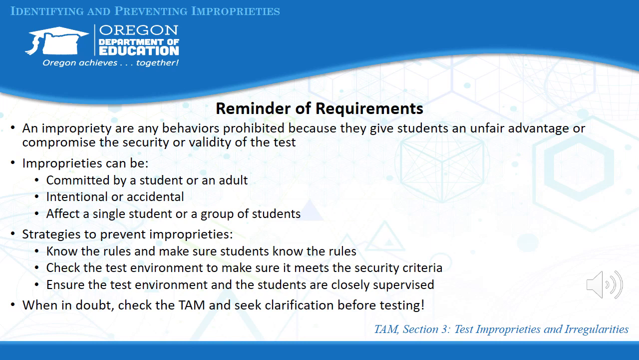An impropriety is any behavior that is prohibited because it gives students an unfair advantage or compromises the security or validity of the test. This includes behaviors committed by either adults or students, whether intentionally or by accident. Sections 3.1 and 3.2 of the TAM provide tables that identify examples of common adult and student-initiated test improprieties. However, it is important to note that these tables are not exhaustive.